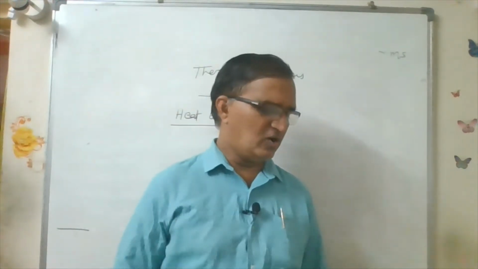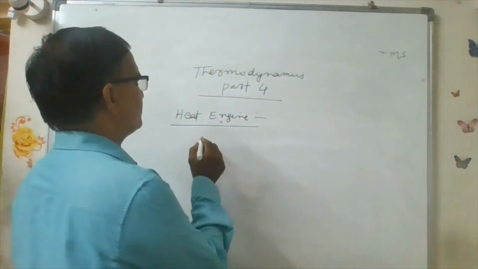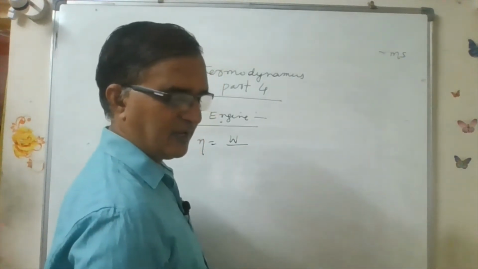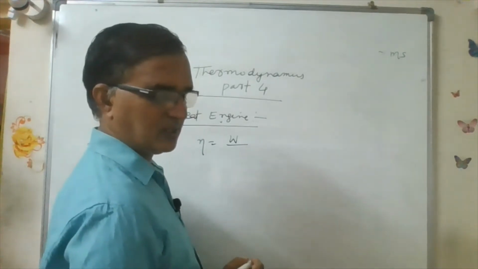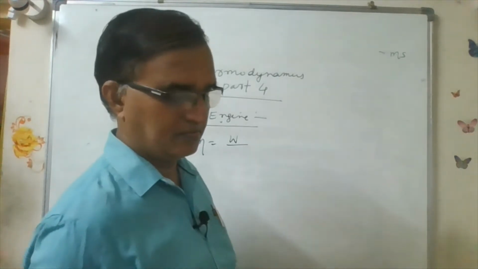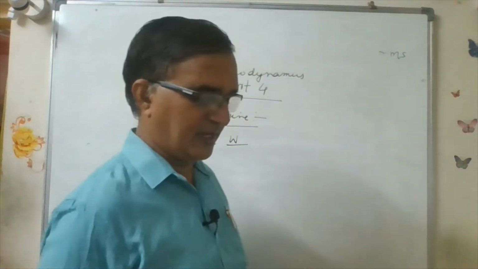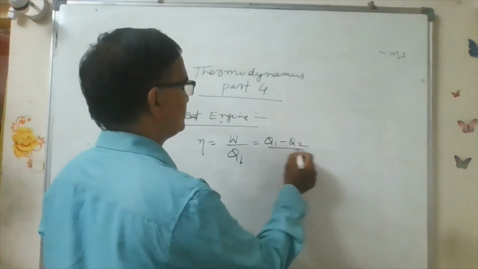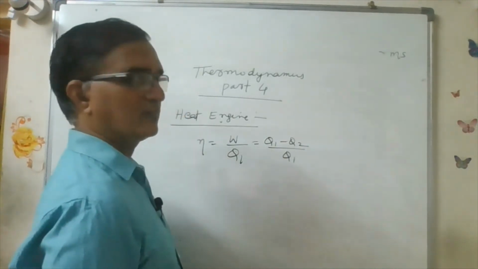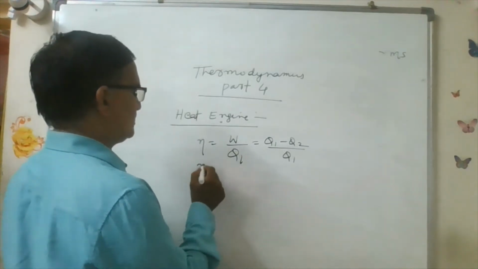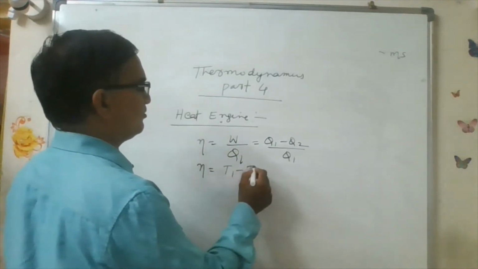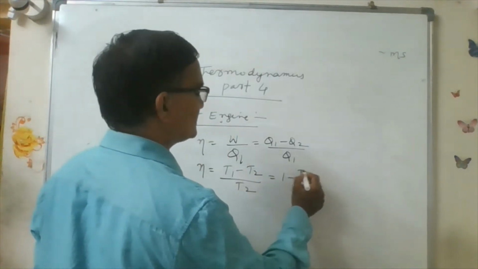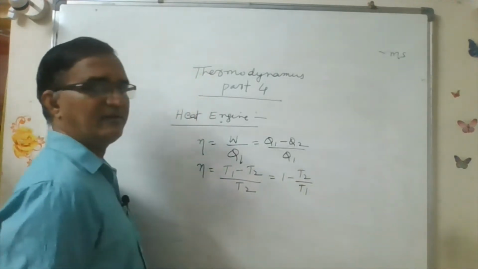Then you have efficiency, eta. Eta is equal to work done by Q1. Efficiency is equal to work done divided by Q1, that is, Q1 minus Q2 by Q1. Now, Q1 is directly proportional to temperature T1 and Q2 is directly proportional to temperature T2. So you can write this efficiency as 1 minus T2 by T1.